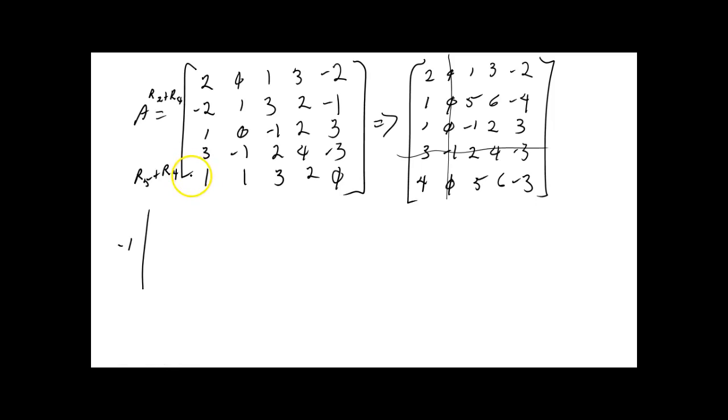And let's write that down, and that definitely is not looking good, is it? 2, 1, 3, negative 2. 1, 5, 6, negative 4. 1, negative 1, 2, 3, and 4, 5, 6, negative 3. Oh, a big boo hiss on this one, okay?